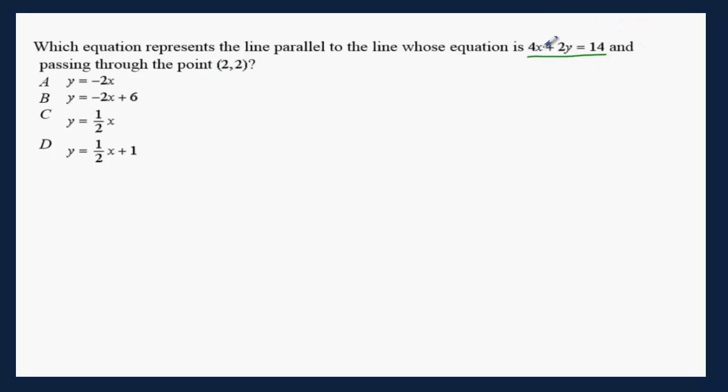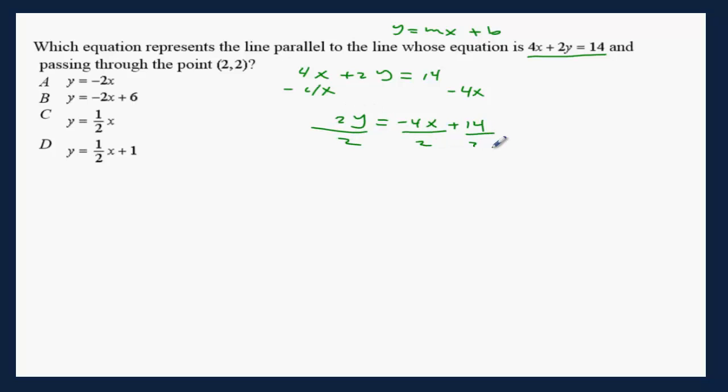First of all, you've got to solve this equation for y. For 4x plus 2y equals 14, solve it for y first, because we need it in this format: y equals mx plus b. Subtract 4x from both sides. You get 2y equals negative 4x plus 14. You divide by 2, because you need the y by itself, so divide everything by 2. You get y equals negative 2x plus 7.